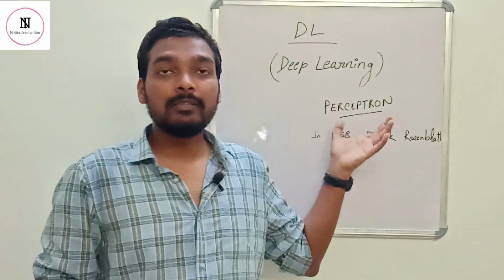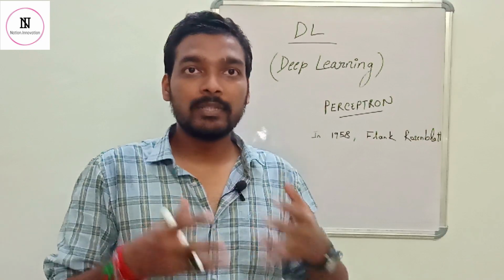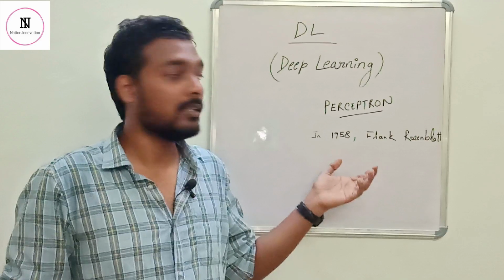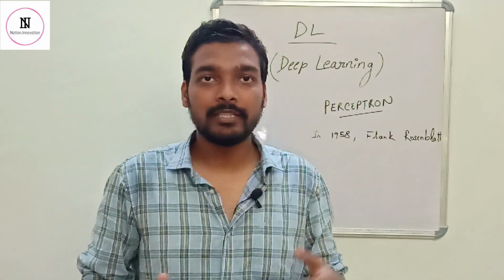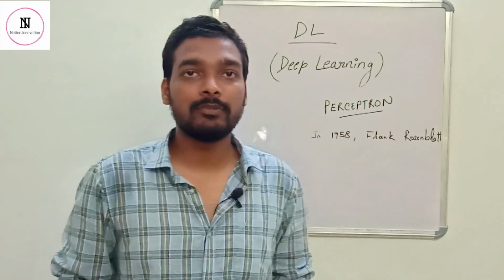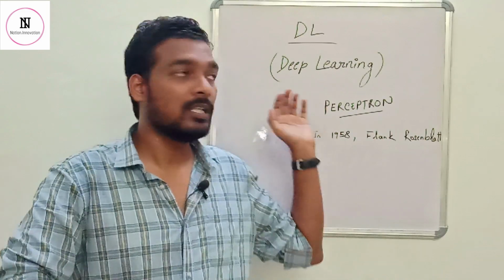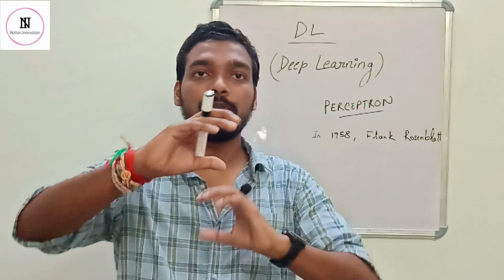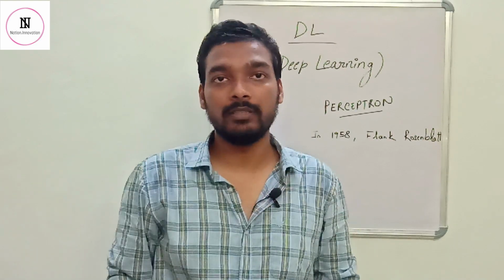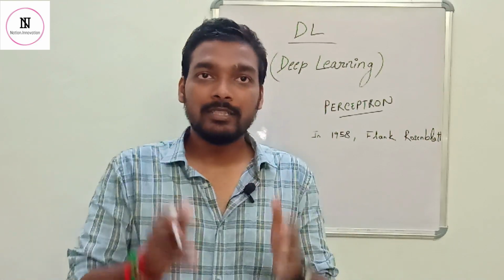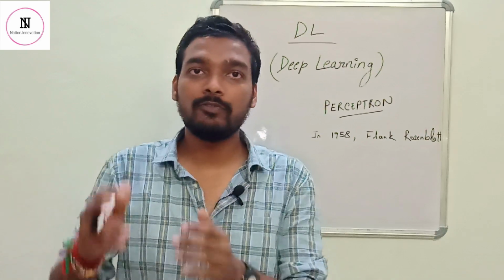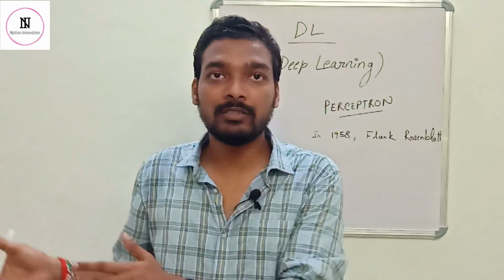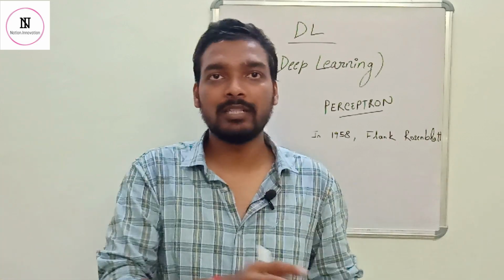So the basic building block of deep learning is the perceptron, and it was coined in 1958 by Frank Rosenblatt, a scientist. He coined the term perceptron. It's the basic building block of deep learning. These perceptrons are clubbed together in a certain arrangement in such a way that they perform a specific task, for classification, and for various types of computations, etc.